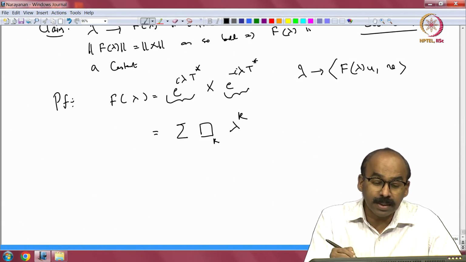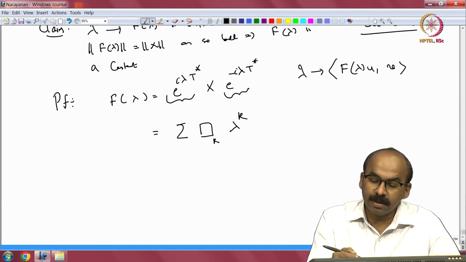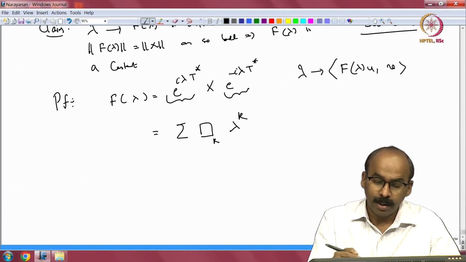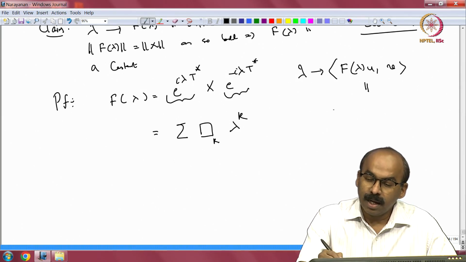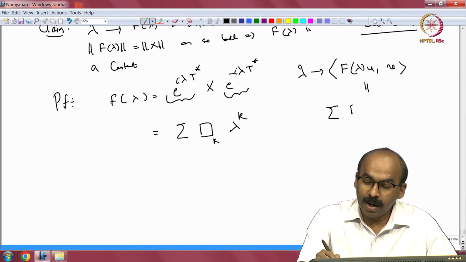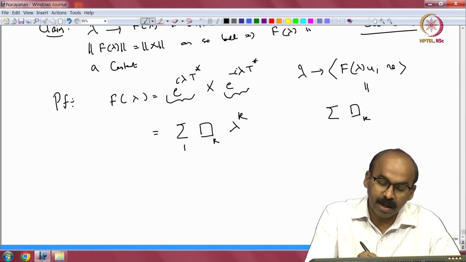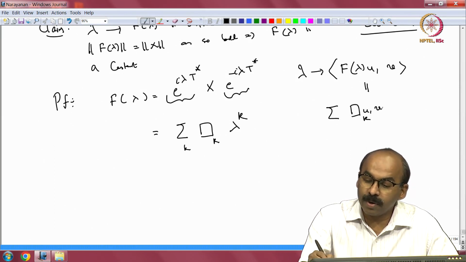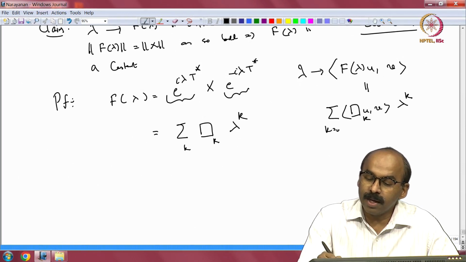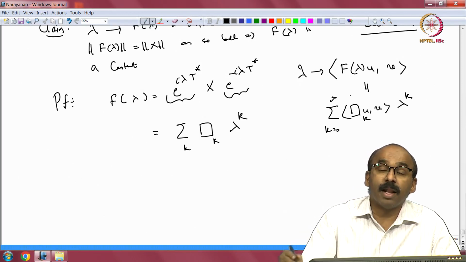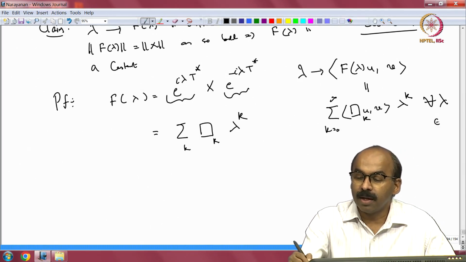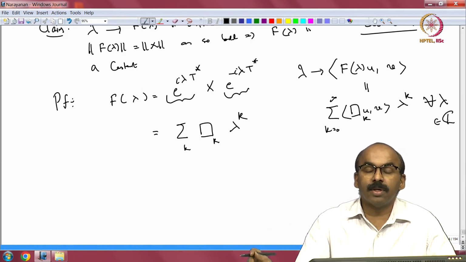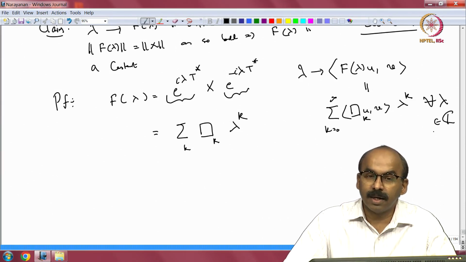Since it is a power series expansion and it converges in the operator norm, it is trivial to see that if I look at something like this, I will have the operator coefficient at k acting on u, inner product with v, times lambda to the k. So, it gives me a power series expansion which is valid for all lambda. This is true for every lambda in the complex plane, and so it is a holomorphic function. It is an entire function.